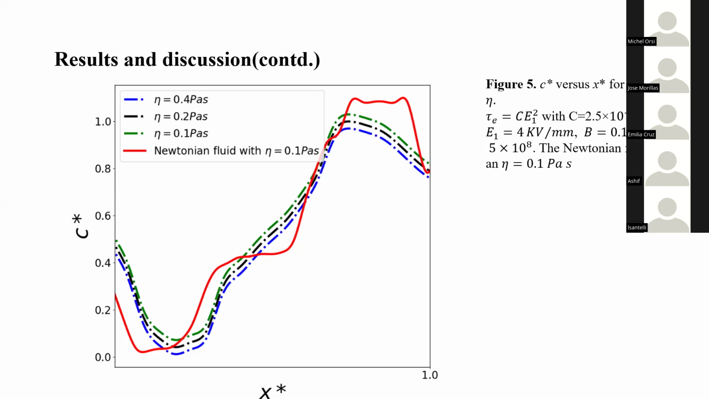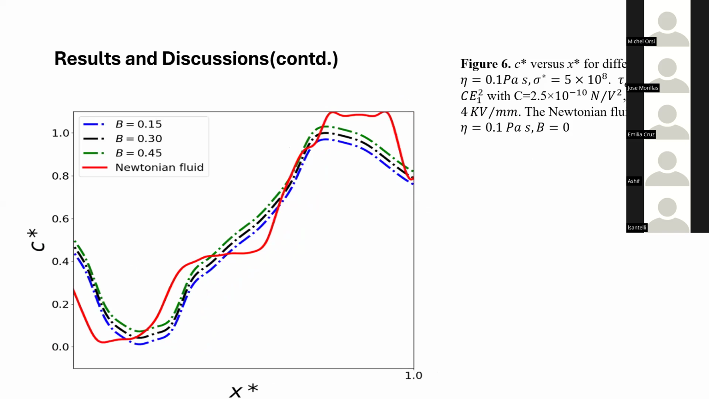Figure 5 depicts the steady state concentration profiles for different values of eta. As eta increases, the fluid becomes more viscous and the concentration gradient becomes smaller. Consequently, the depletion and enrichment zones will be less pronounced as compared to Newtonian fluids. Figure 6 depicts axial concentration profiles for different values of B. The higher the value of B, the higher the viscosity of the fluid will be. Consequently, the depletion and enrichment zones will be less pronounced as compared to Newtonian fluids.